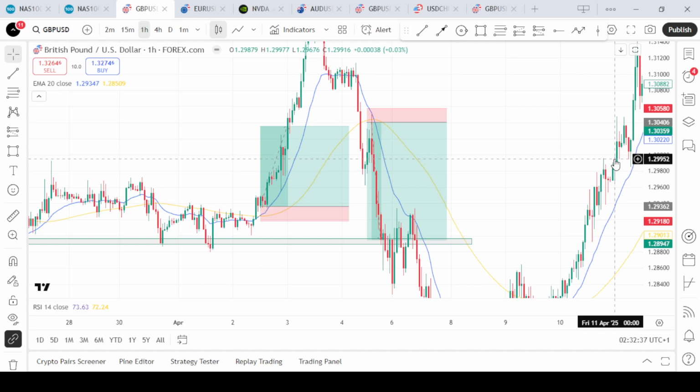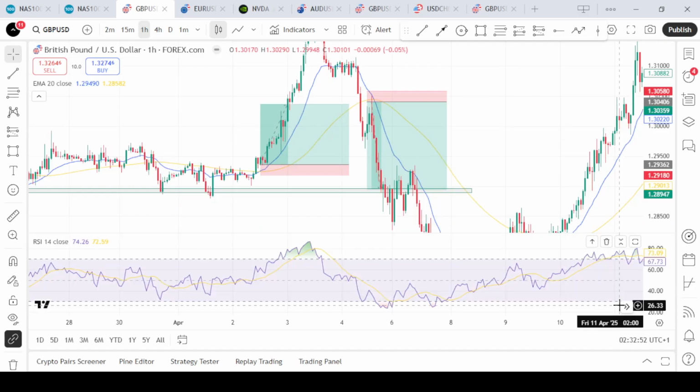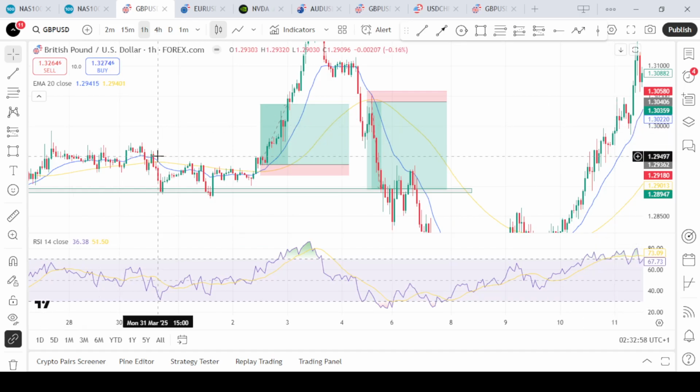Your step 6 will be to refine your strategy using additional indicators. You can consider incorporating additional technical indicators to refine your trading strategy. Indicators such as your RSI. Your RSI is a good indicator that would help you identify overbought and oversold conditions, providing further confirmation for your entry and exit trade.